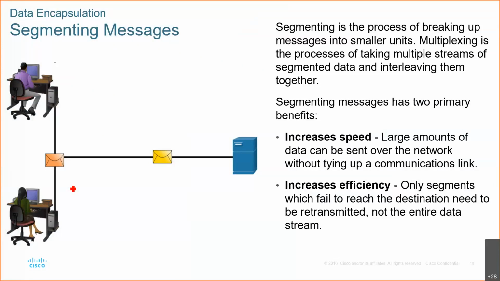If the segment that you have sent is not received, it will be retransmitted. If you are sending a video, without segments you have to retransmit the entire video. But if you have got segments of it, then only the segment that is missing will be transmitted. That's the whole idea of taking a big chunk and dividing it into smaller chunks.